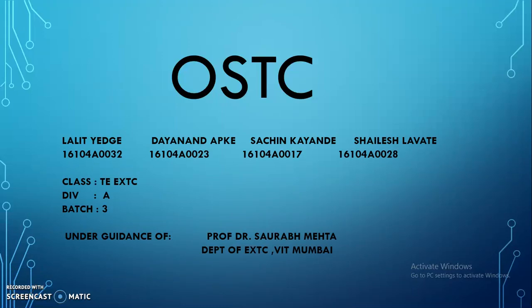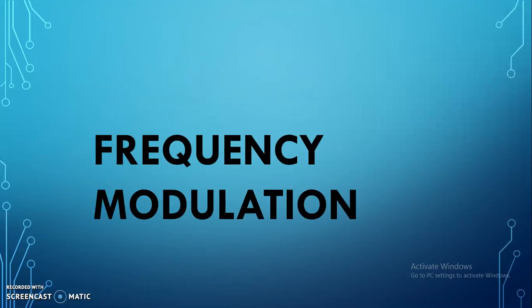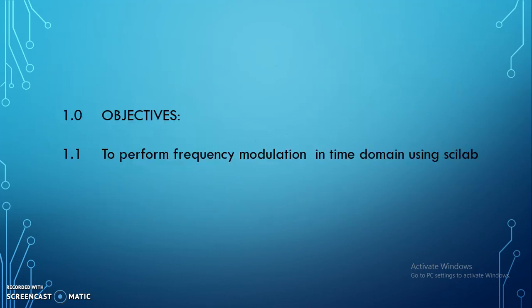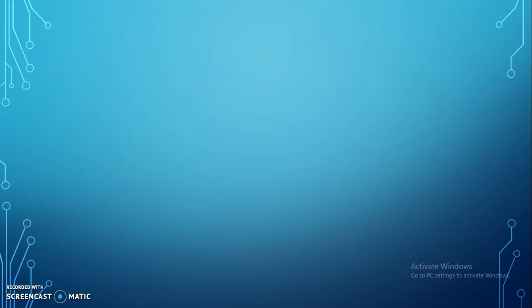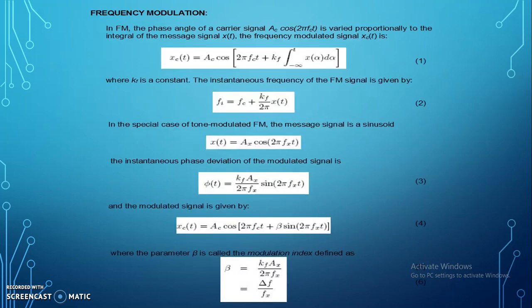So our next experiment is frequency modulation. The objective of this experiment is to perform frequency modulation in time domain using Scilab. Equipments: Scilab software as usual. Now, frequency modulation, we have to just know something about the frequency modulation.